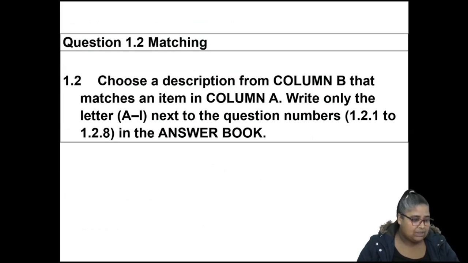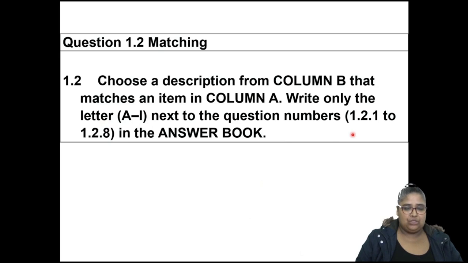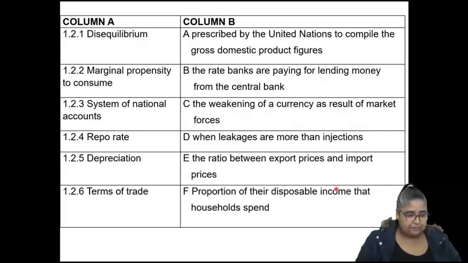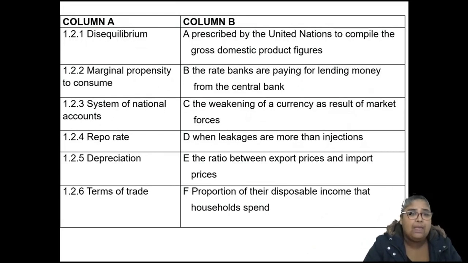So the instruction would always read as follows: choose a description from column B that matches an item in column A. Write only the letter A to I next to the question number. So this is an example of what it would look like. Column A has your concept or term, and column B has the definitions. You read through the definition and see which one goes with which.